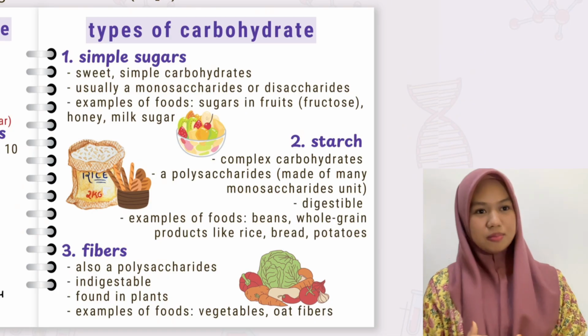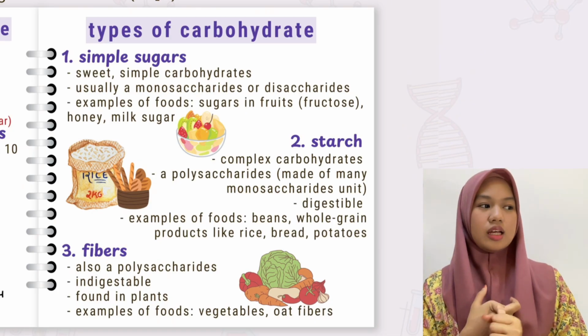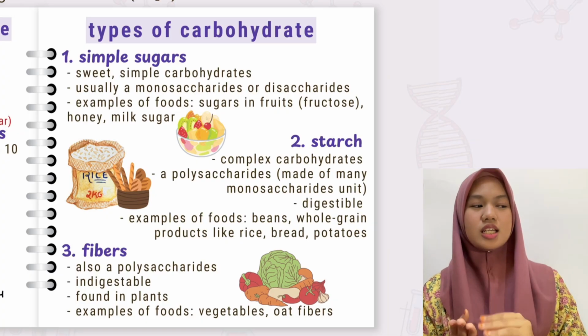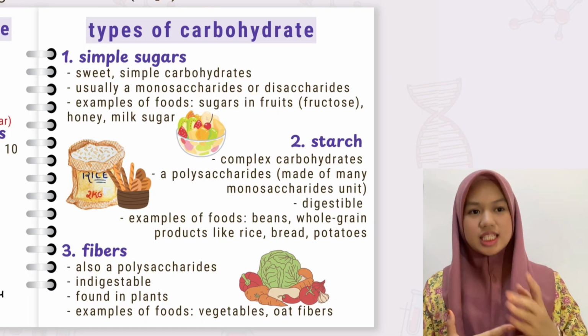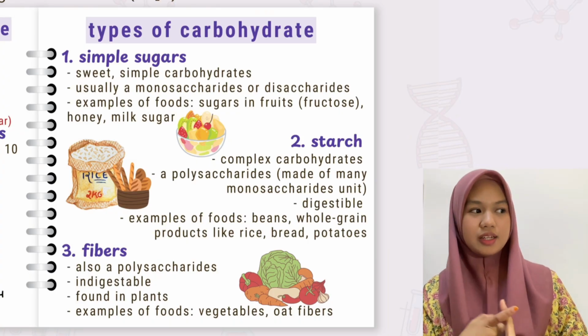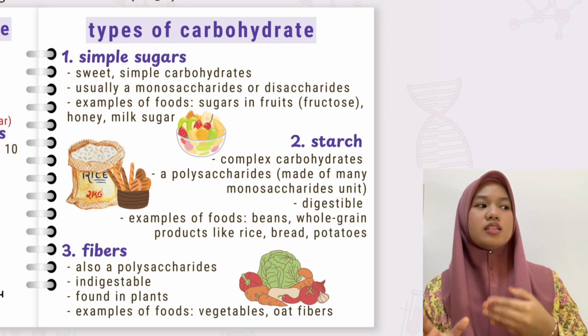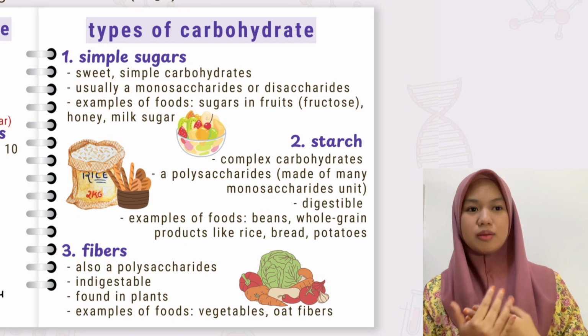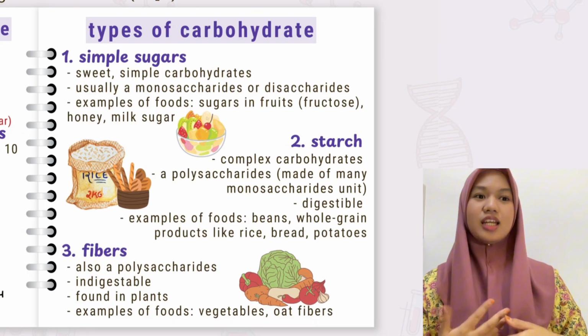So lastly is the fibers. Fibers are divided into two classes, which are soluble and insoluble. But both of these types are considered indigestible because our body doesn't have the specific enzyme to digest them. They are also mostly found in plants because they are found in cellulose, which is the cell wall of a plant, like vegetables such as sawi and kangkong. The soluble type of fiber can be digested by fermentation by the good bacteria in our guts.